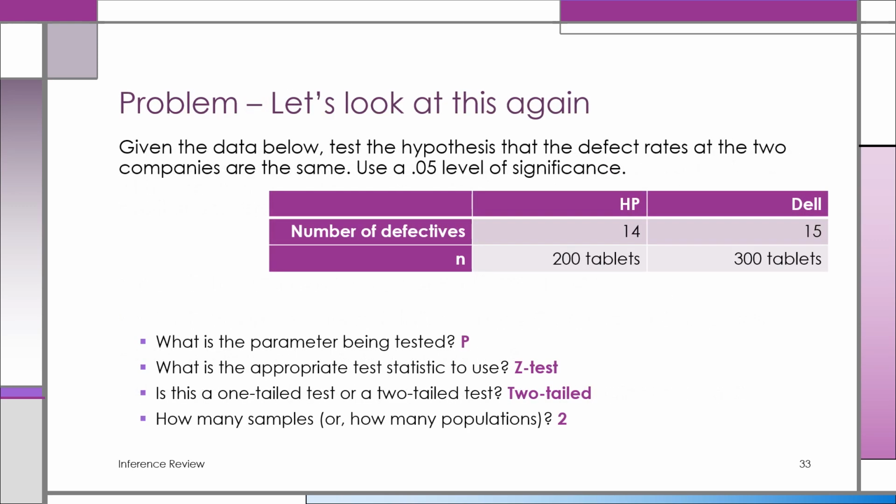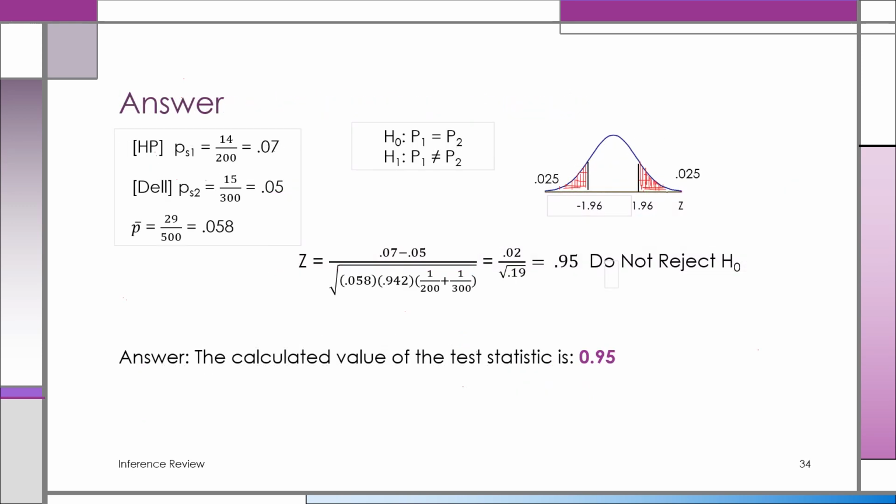This is two proportions we're looking at, 14 over 200 versus 15 over 300. The parameter we're looking at is P, two proportions. We're going to be using Z. We have 200 and 300, nice size samples. It's going to be a two-tailed test. All the two-sample tests are going to be two-tailed. Basically, we're comparing two proportions.